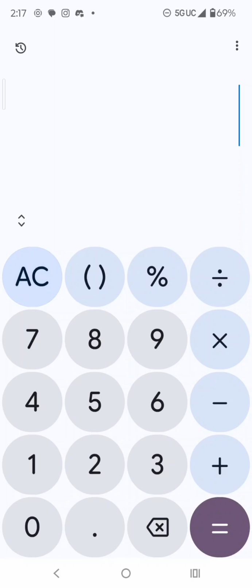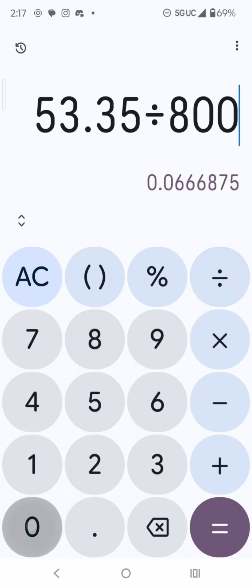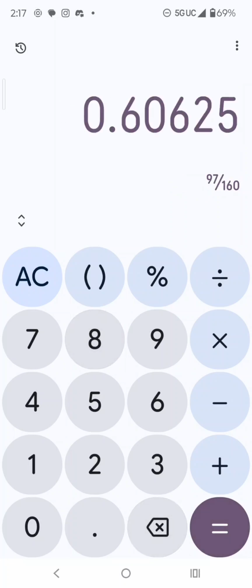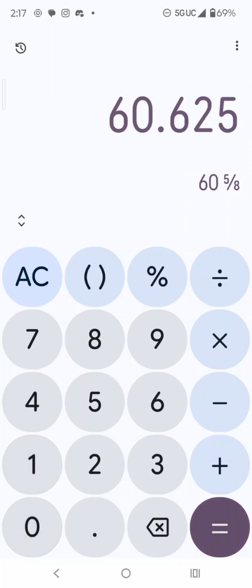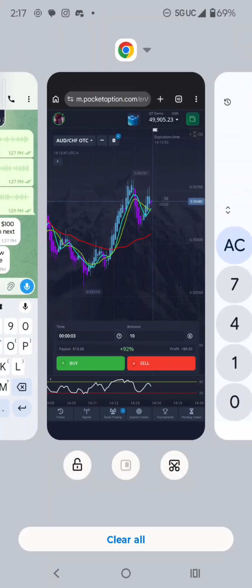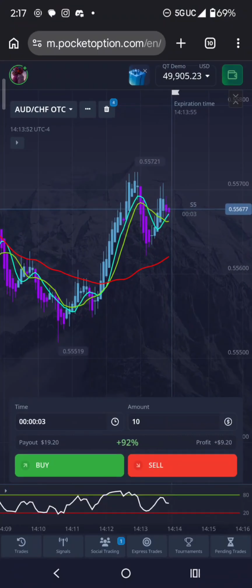Remember, we started with 88. We just saw 53 and some change, divided by 88, times 100. This is a percentage, so 60.65. So that's all there. Do we have to do that math on a regular basis? No, it's already done for us here.